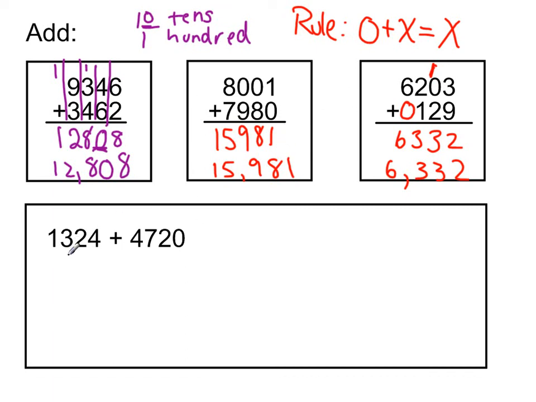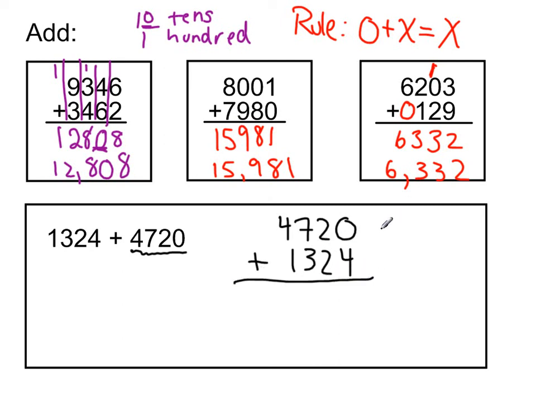Now, the next problem here is not lined up for us, and you can rewrite it in any way you see fit. I was trained where if I see one number is bigger than the other, I always write the bigger number on top. So 4,000 and a bit is way more than 1,000. So I'm going to write the bigger number up top. So I got 4,720 plus 1,324. And now I'm going to add digit by digit.